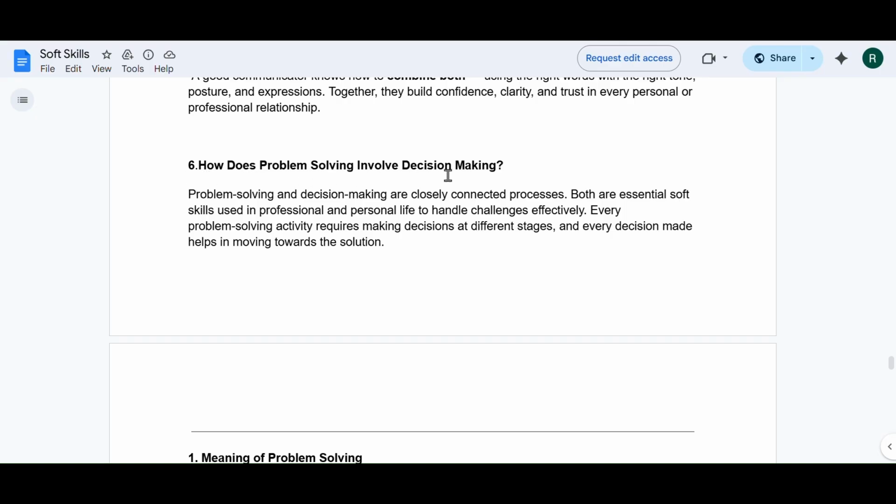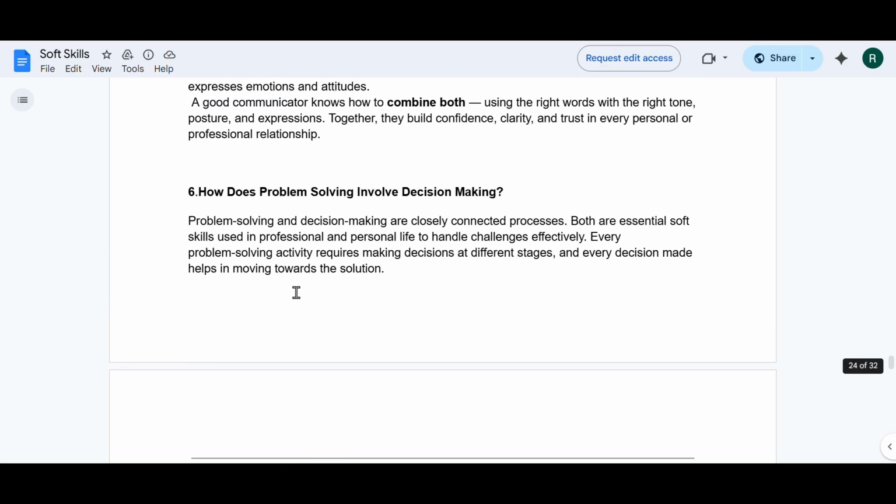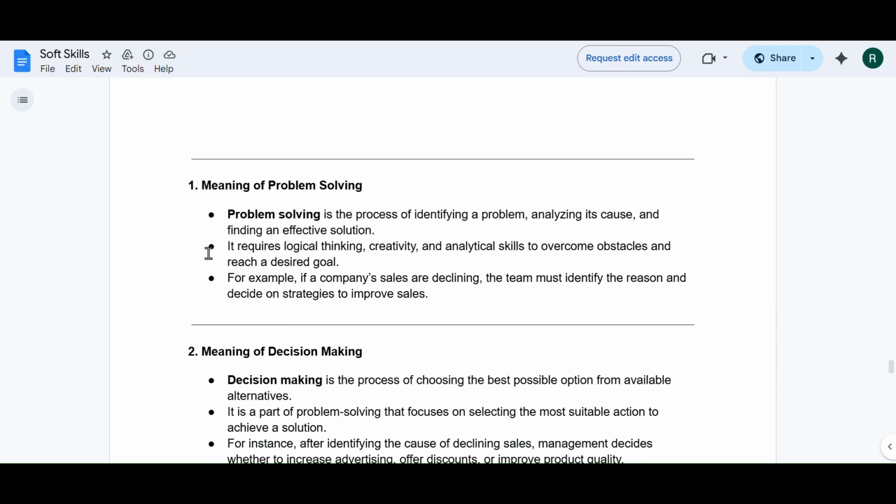How does problem solving involve decision making? So here we have two keywords. One is problem solving and one is decision making. Here what they are asking is how problem solving is involved in decision making. First, let us know the meaning of problem solving. Problem solving is nothing but identifying a problem, analyzing its root cause and finding an effective solution. The skills required: to solve a problem we need to have logical thinking, creativity, analytical thinking, and all these things. We need to overcome all the obstacles to reach a specific goal, like that.